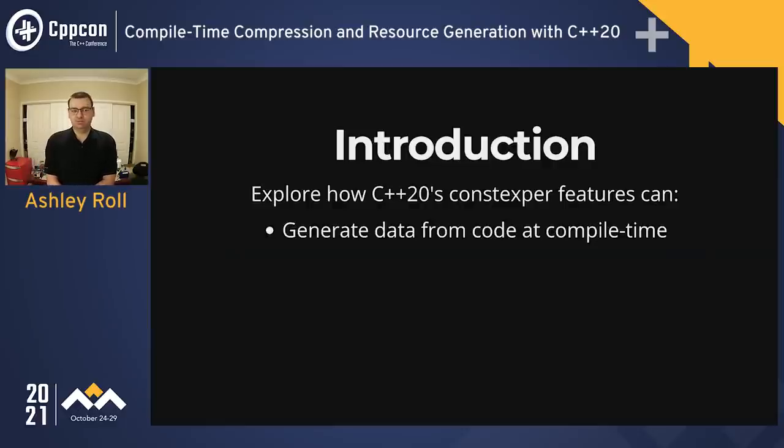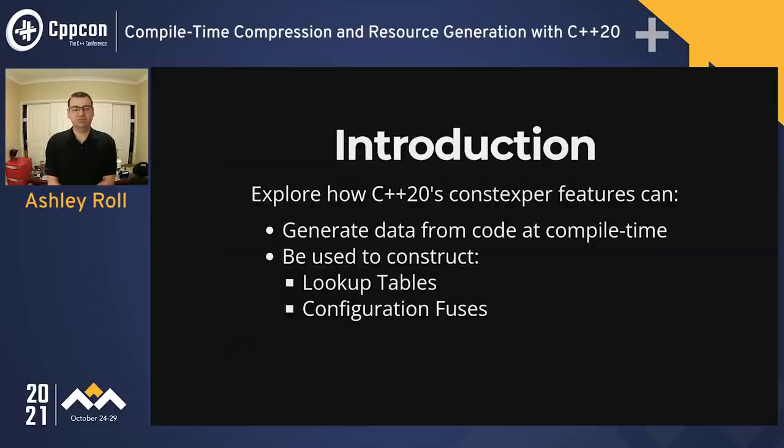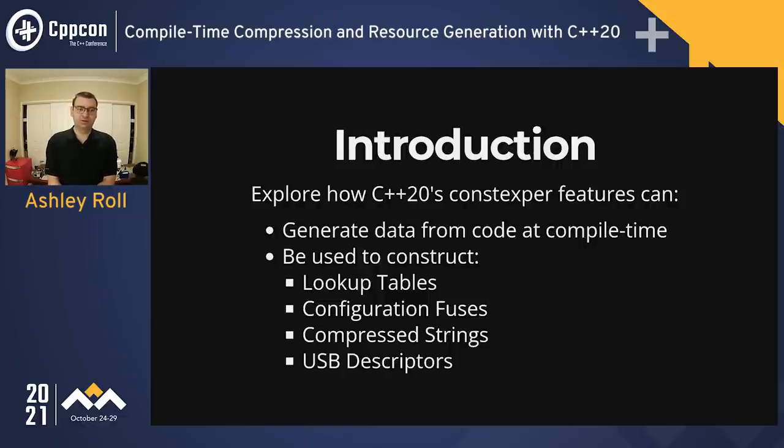So we can use the constexpr features in C++20 to generate data from code at compile time. We can use that ability to construct things like lookup tables, configuration fuses, compressed strings, and USB descriptors as some examples. Now, this talk is going to introduce some of the ways I've found to do it, and we're going to look at a fair amount of code. But I'm not going to go into huge depth in the way the string compression works or the way the USB descriptors work. I'm just going to highlight the interesting facts.